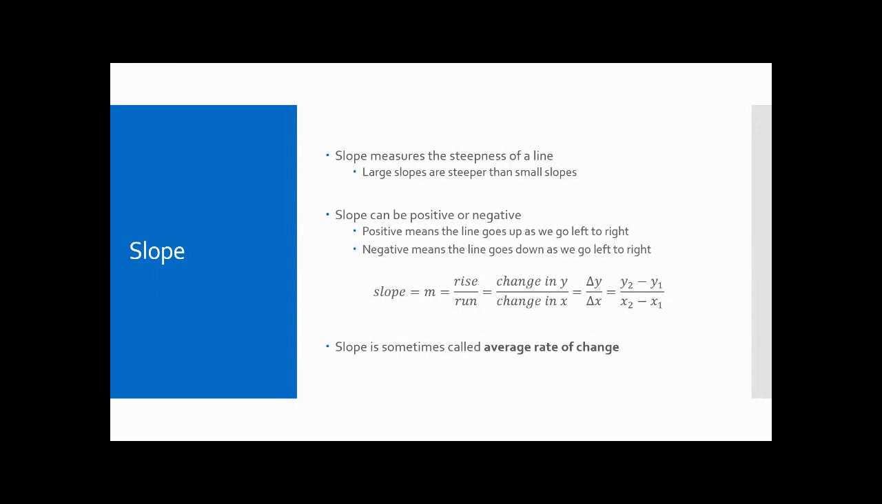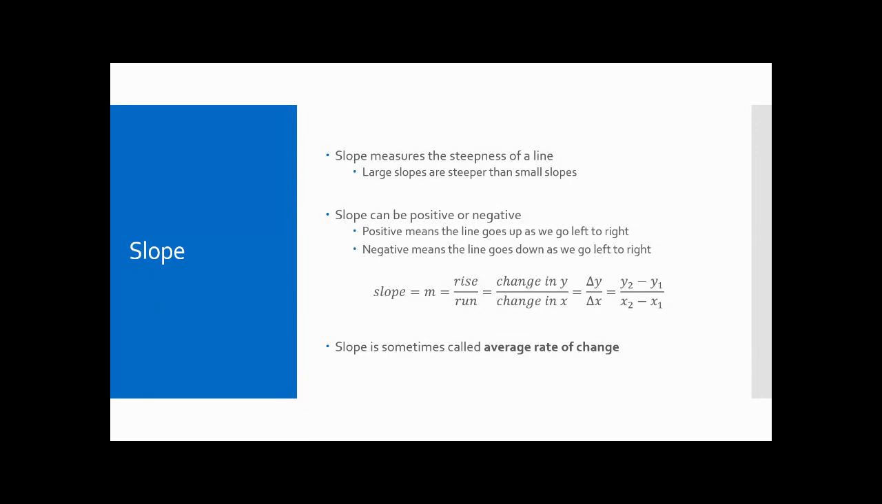Slopes can be positive or negative. A positive slope means that your line is increasing, or it's going up as you move from left to right. A negative slope means the line is going down when you move left to right. So positive means it goes up, negative it goes down.